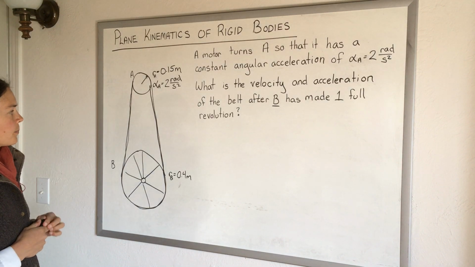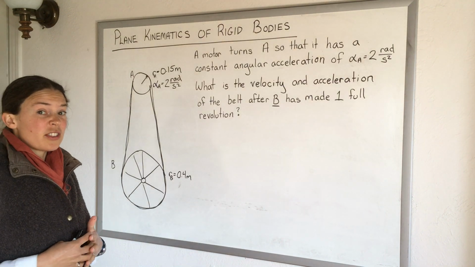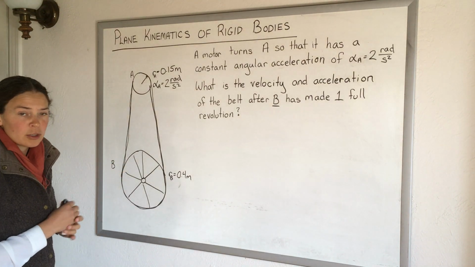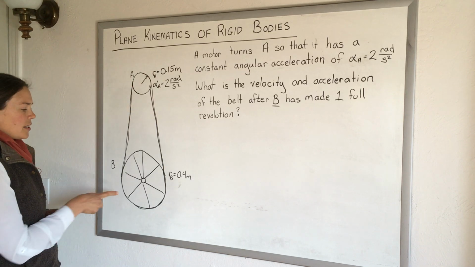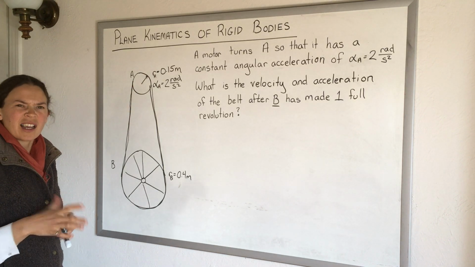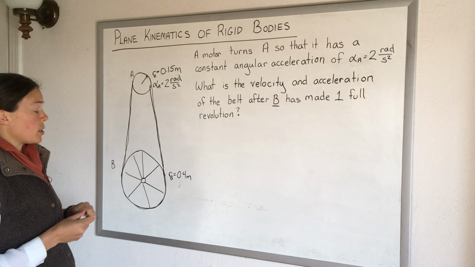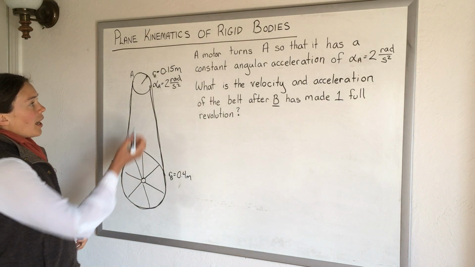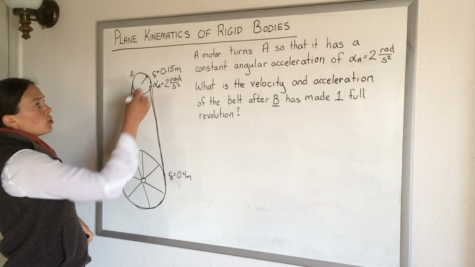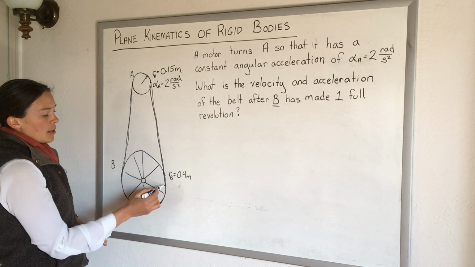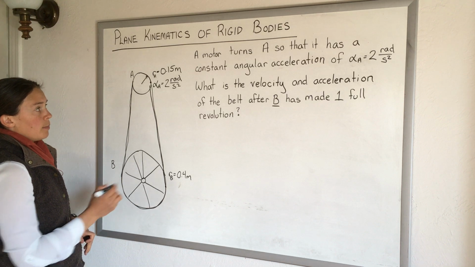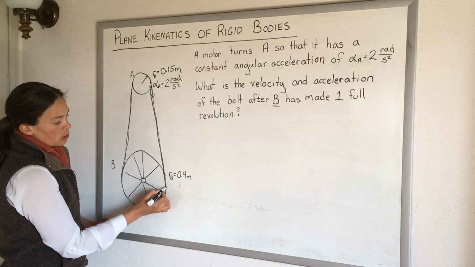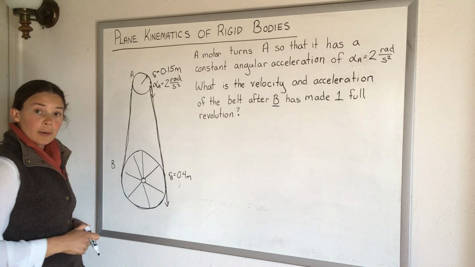So the first thing we need to realize here is that these are coupled together, which means that how A moves is going to influence how B moves, kind of like it did in old, real pulley systems. And the way that it's coupled together is we can see that the tangential motion on A has to be the same as the tangential motion on B. So however this pulley is moving here, it also has to be moving down here.